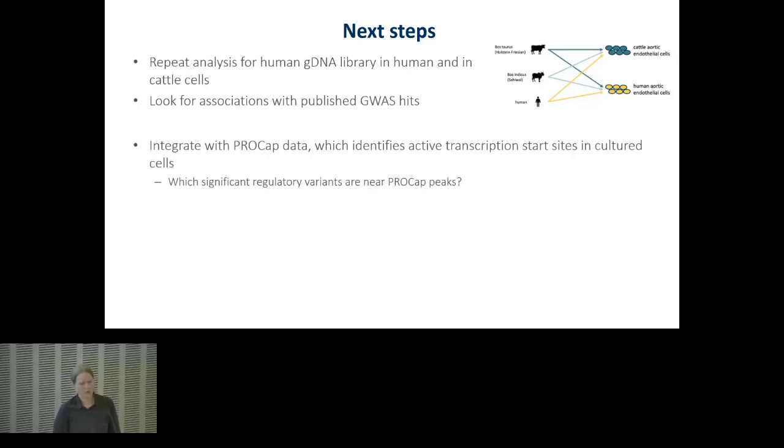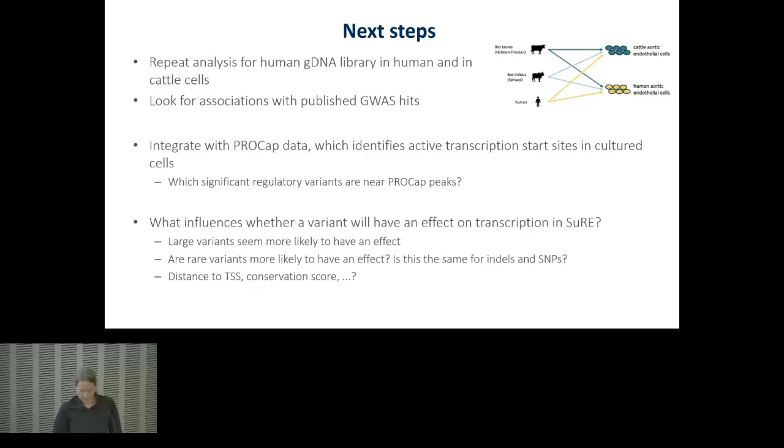Also in the group, we have a set of ProCap data, which identifies active transcription start sites by sequencing nascent transcripts. And this is coming from cultured cells, so they're actually growing in their biological context. And this complements a weakness of MPRA, which is that it takes the sequences out of their biological context. But we're going to be able to put the two together and see which variants that are significant in Sure are actually near to ProCap peaks. So we can tell which ones are most likely to be biologically relevant.